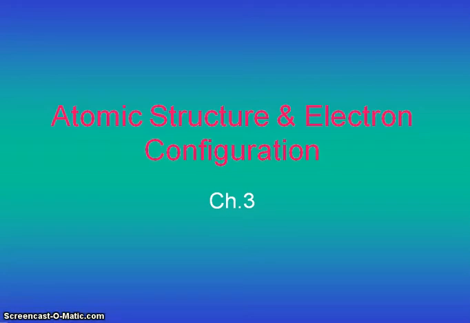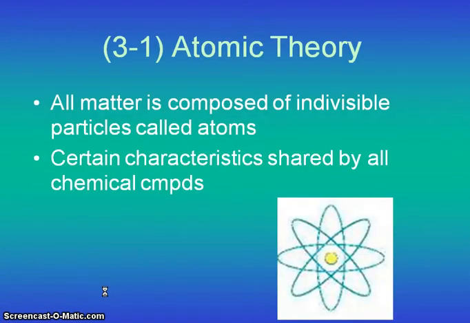Chapter 3 is on atomic structure and electron configuration. In Chapter 3, Section 1, the atomic theory is discussed. The atomic theory tells us that all matter is composed of indivisible particles called atoms, and that certain characteristics are going to be shared by all chemical compounds. These observations led to three important laws that we're going to be discussing here shortly.